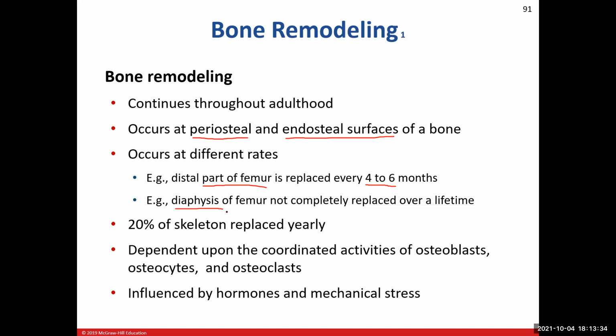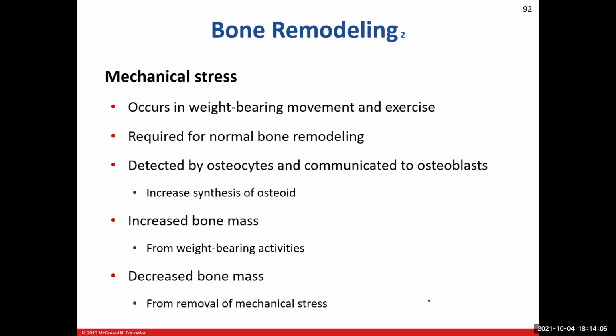When we talk about bone remodeling, we have to look at the activities of certain cells that are involved. That's the bone-building cells, the osteoblasts, and the cells that tear down the bone matrix, the osteoclasts. It also includes the osteocytes because they play a role in this too. There are two things that influence bone remodeling: hormones and mechanical stress. We're going to start with the easier of the two, mechanical stress.